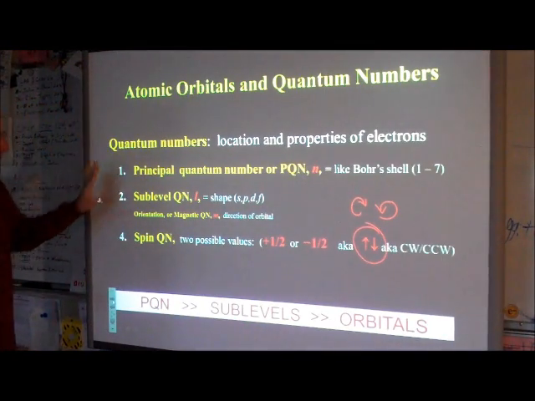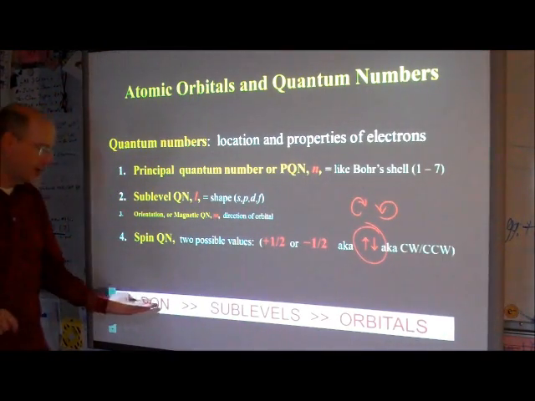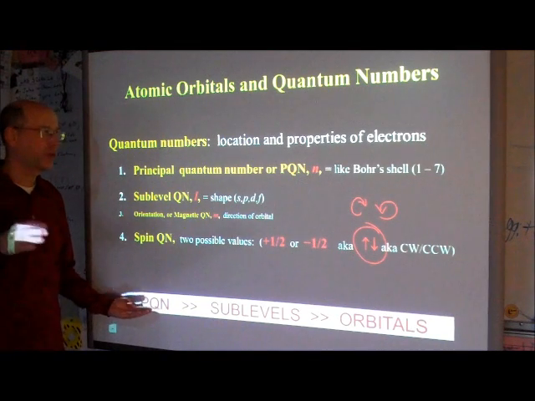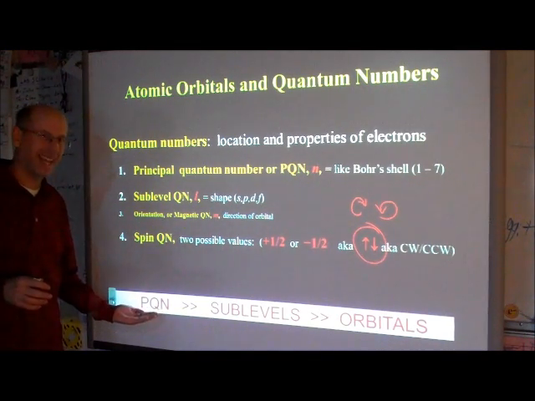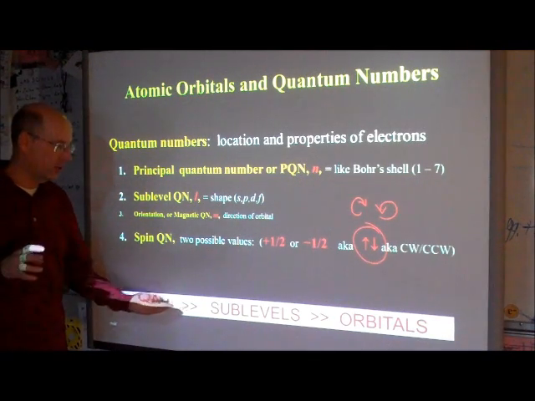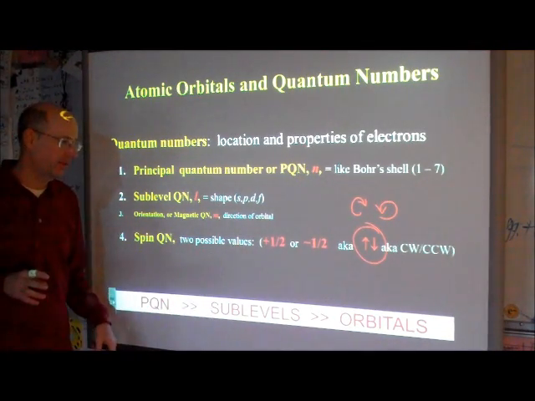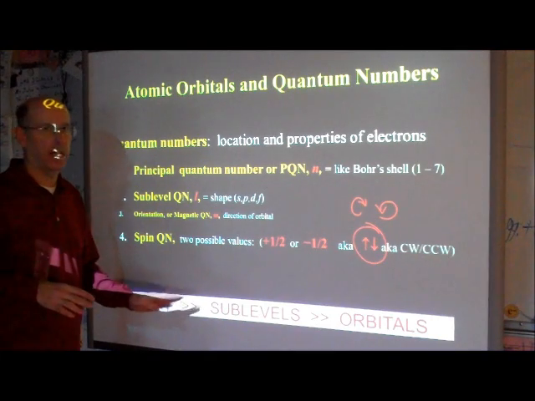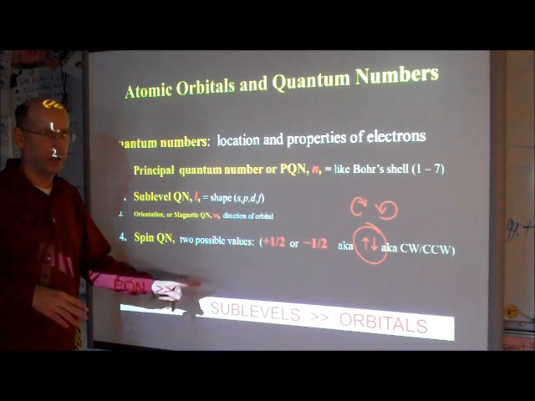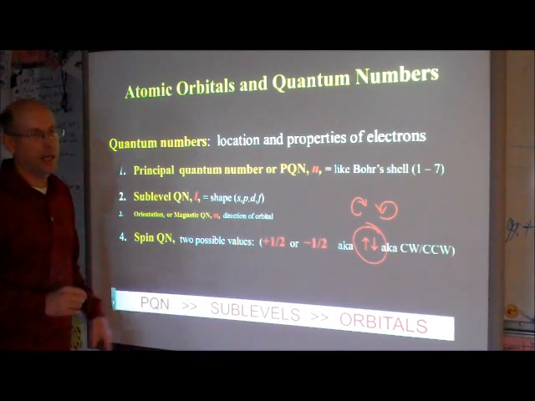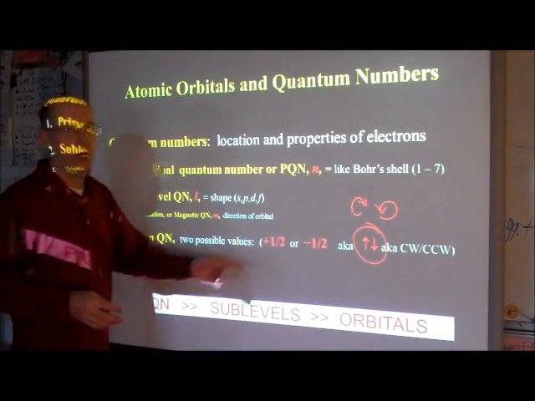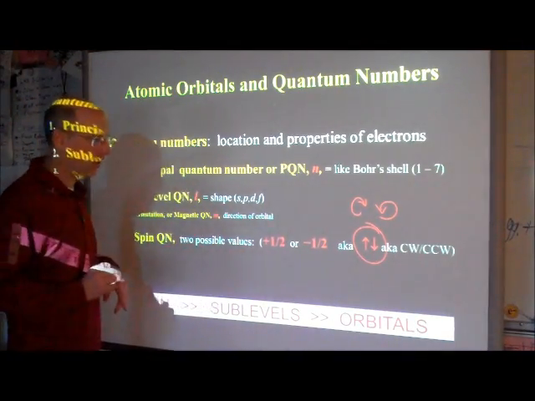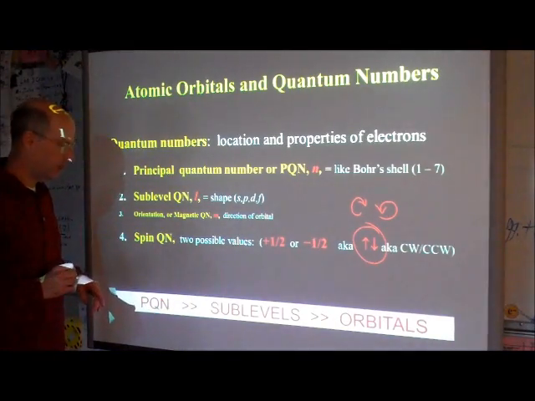Okay, so when you're talking about principal quantum numbers, those are like shells: first, second, third, fourth, fifth, sixth, and seventh shells. These shells actually are subdivided into smaller units called sublevels. And the sublevels have those funny letters, S, P, D, and F. It turns out that the sublevels are also subdivided into things called orbitals. And orbitals are going to be like little boxes that we look at.